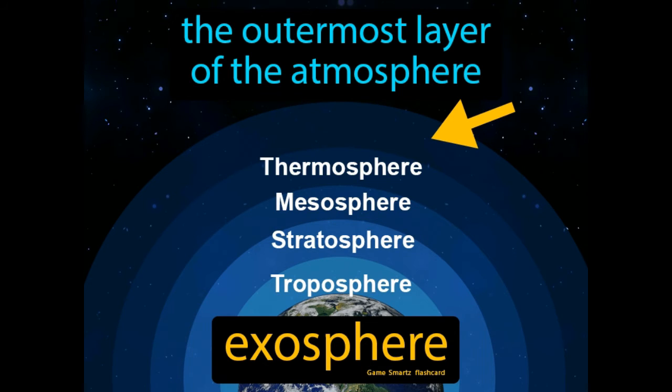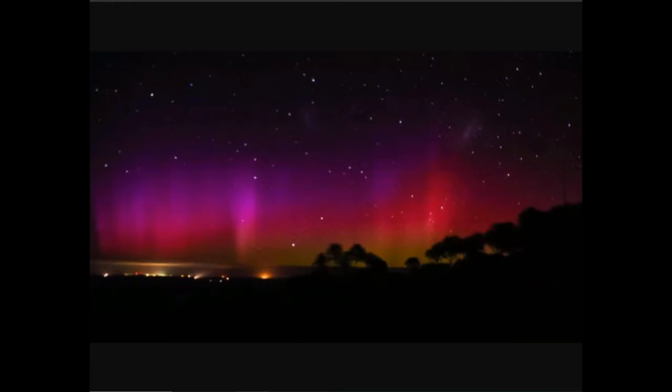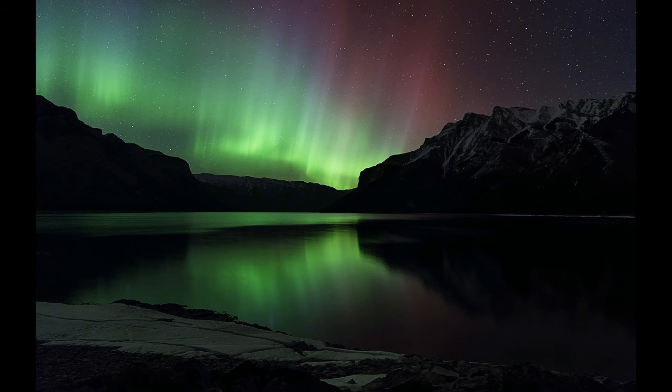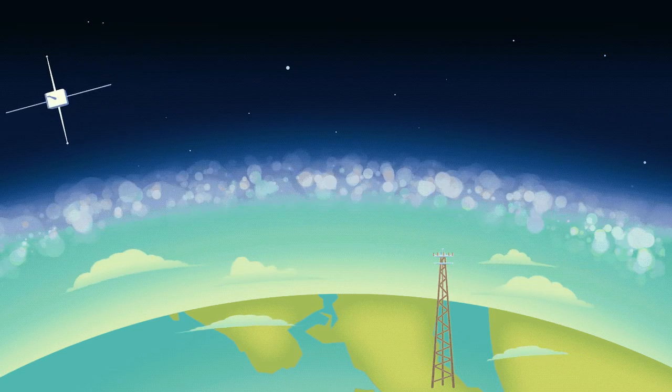escape into space. While there is no weather at all in the exosphere, the aurora borealis and aurora australis are sometimes seen in the lowest part. Most Earth satellites orbit in the exosphere, the edge of outer space.